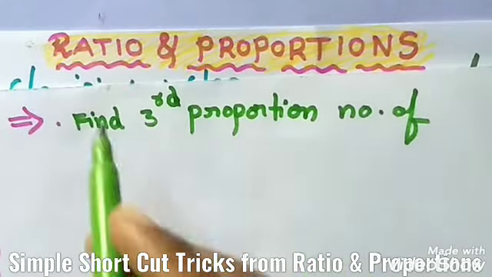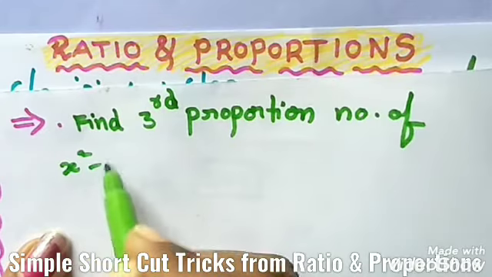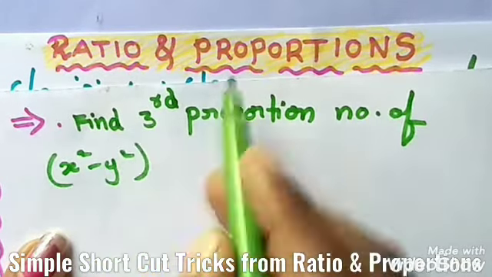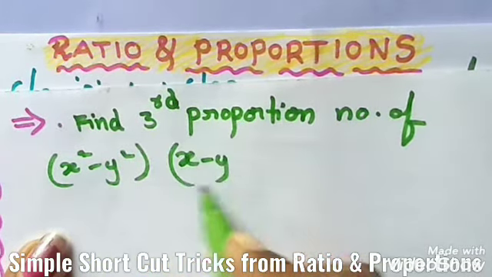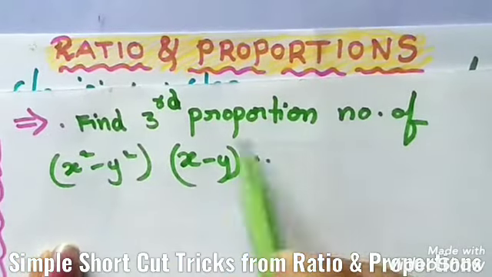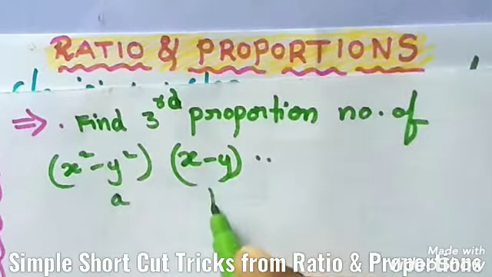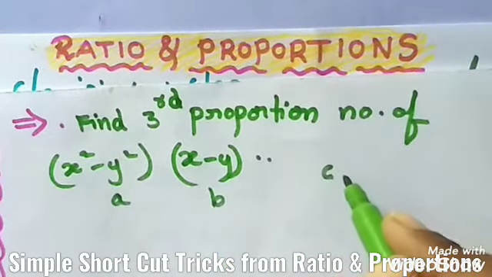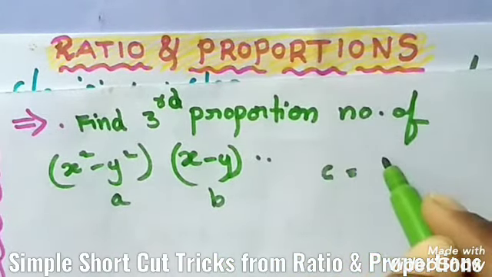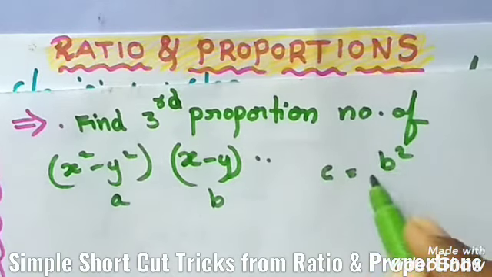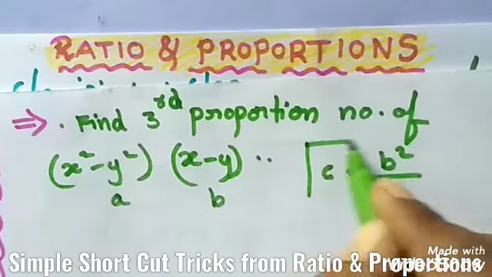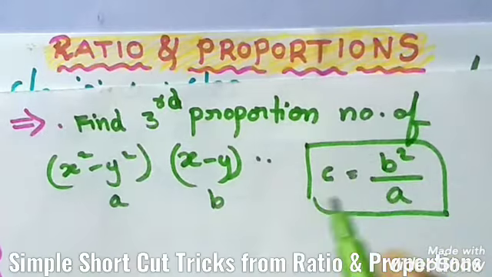Let us see now some solved examples which we get from this chapter, ratio and proportions. How can we solve them in an easy manner? Find third proportion number of x square minus y square, x minus y. So in this third proportion number we have to find out, here you can say this is A and this is B. Let us find out C. So the formula you have to apply is B squared by A, just for finding C.